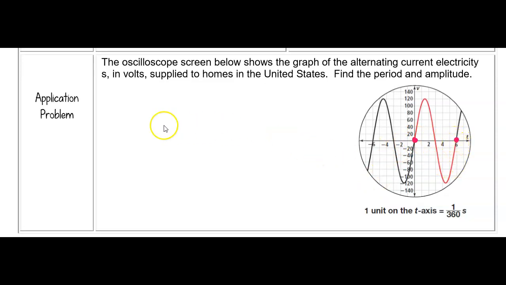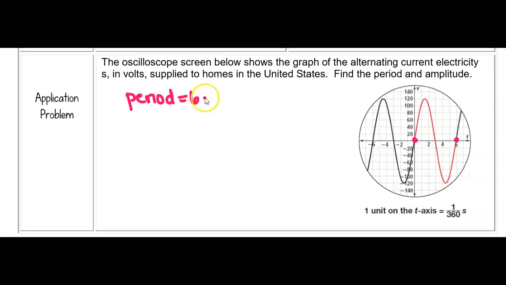So you might be tempted to say that your period is 6. But is it really 6? And what is 6? So the units on this is t, and it says here 1 unit on the t-axis is 1/360th of a second. So 6 does not mean 6 seconds, because each unit is only 1/360th of a second.